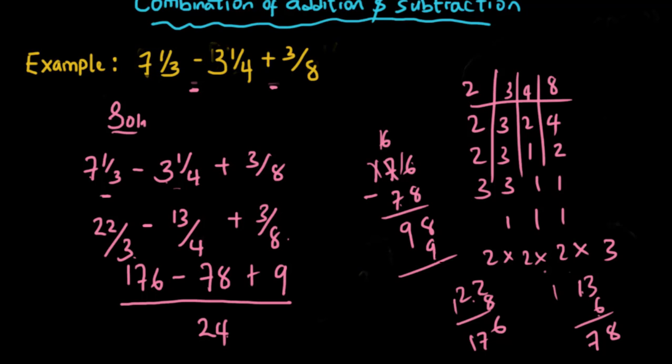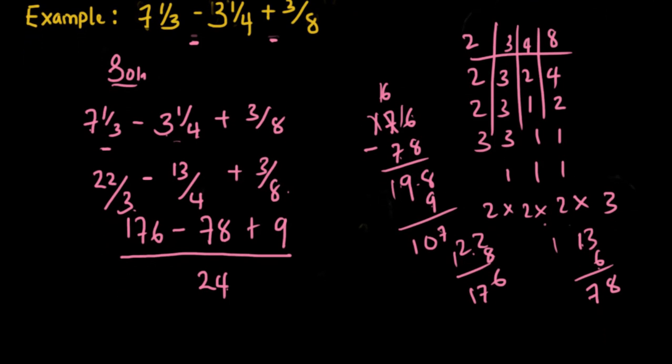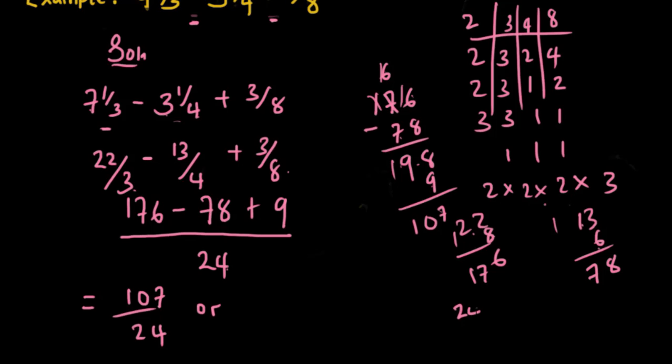98 plus 9. 8 plus 9 will give us 17. 7 carry 1. 9 plus 1 is 10. So we have 107 over 24. We can decide to turn this to a mixed fraction. So we are going to ask ourselves, 24 and 107. So let's try 24 times 4. 4 times 4 is 16, 6 carry 1, 4 times 2 is 8, 8 plus 1 is 9.